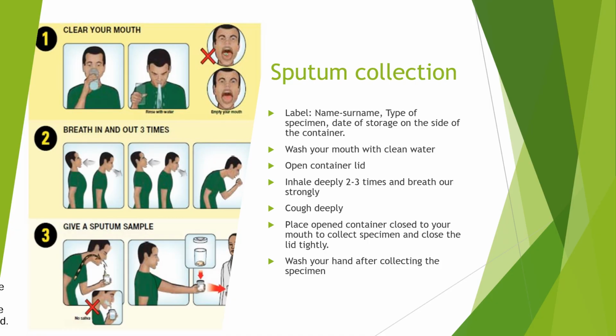Okay, for the sputum collection we're going to do today, first you need to collect your container and label it with the name, surname, type of specimen, and date of collection on the side of the container. After that, you will wash your mouth with the clean water which we provided, and then open the container lid. After that, you inhale and exhale deeply 2 to 3 times, and then breathe in strongly, so your body will automatically cough deeply.